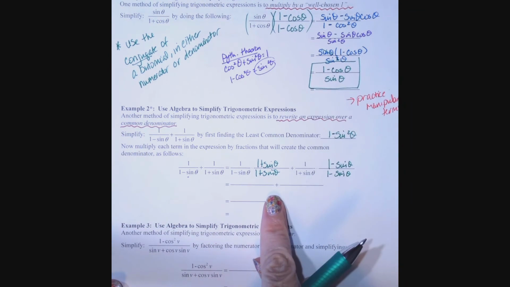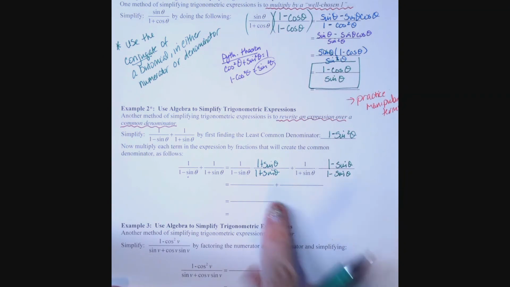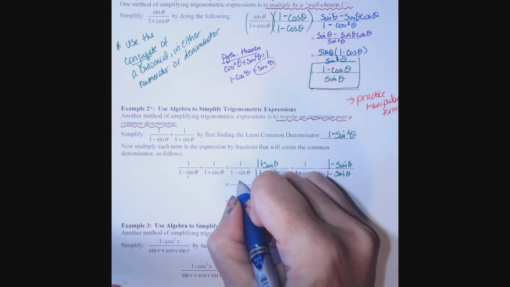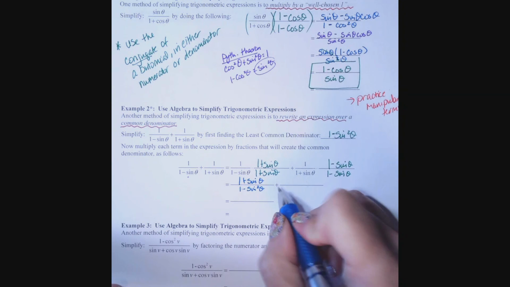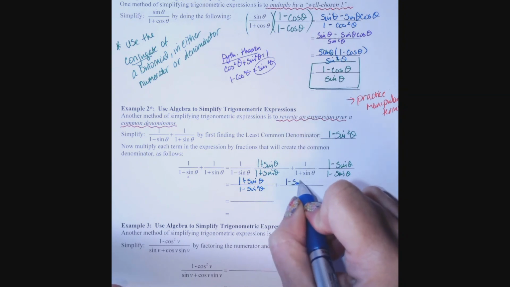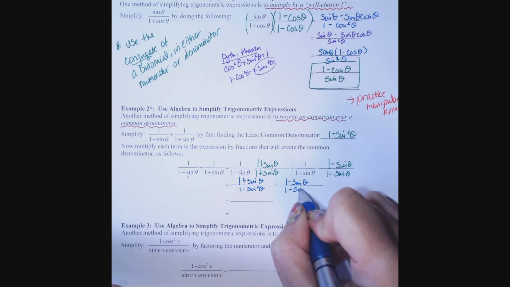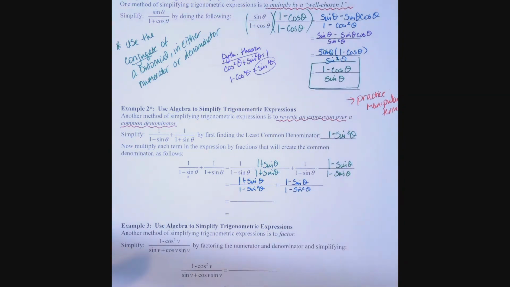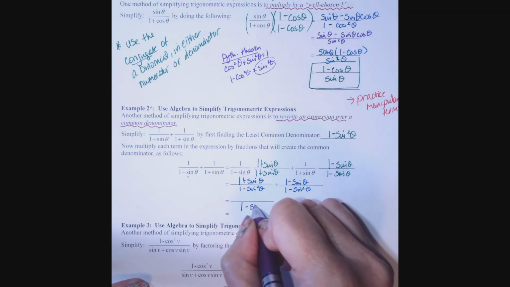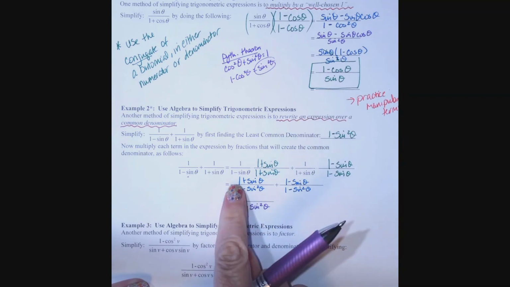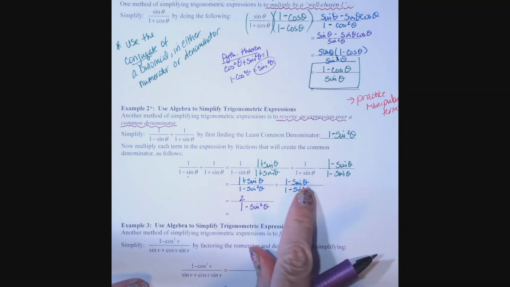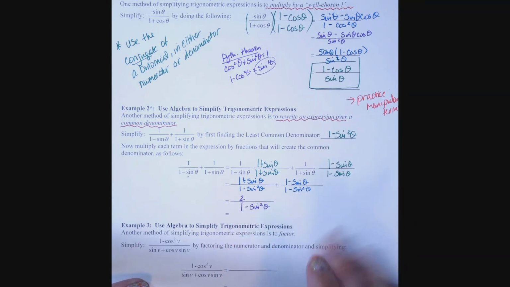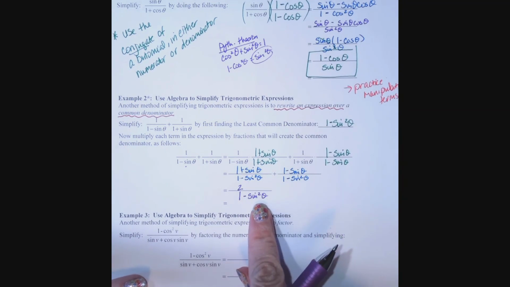All right, so what do I get? My first term is 1 plus sine theta over that common denominator that we created. My second term becomes 1 minus sine theta over that common denominator that we created. I can combine that into a single term by writing it all over 1 minus sine squared theta. Well, what do I have? I have 1 plus 1 is 2, and then I have positive sine theta and a negative sine theta. That adds to 0. Can I simplify this any further?